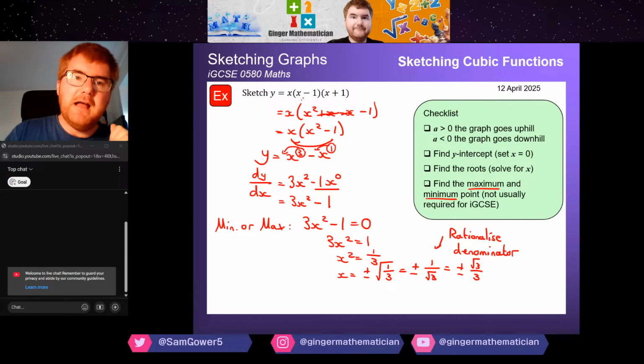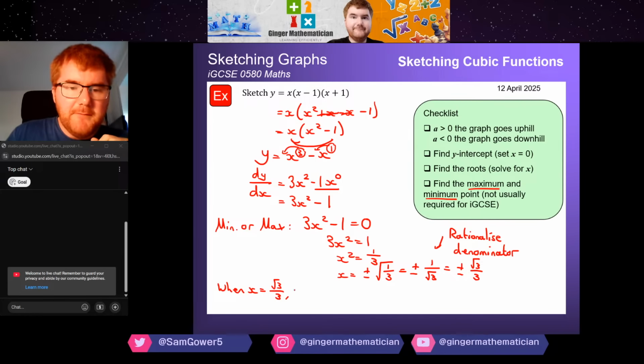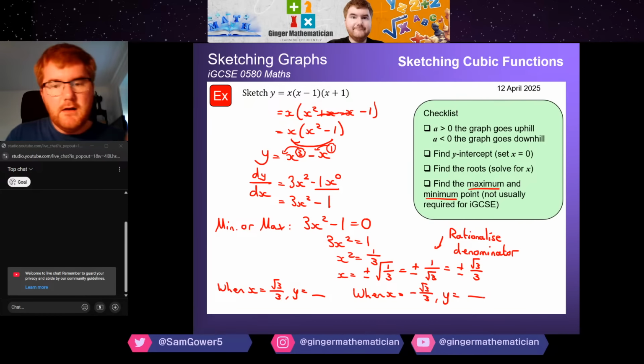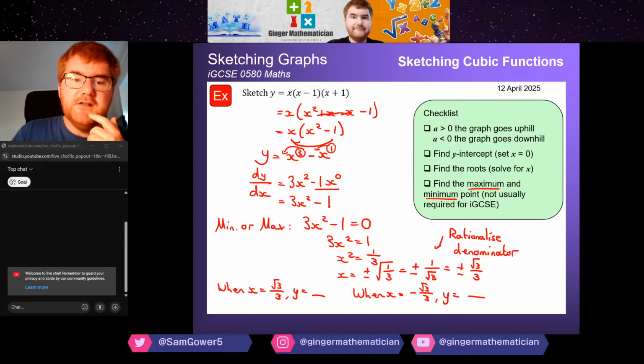Now, once I know the plus and minus root 3 over 3, once I know those two answers, I can substitute that back into my function to work out the y coordinate. Now, I'm not going to do that now, but if you wanted to work out the y value, we take plus root 3 over 3, and then we can work out y, and then when x is minus root 3 over 3, then we can work out the y coordinate there.